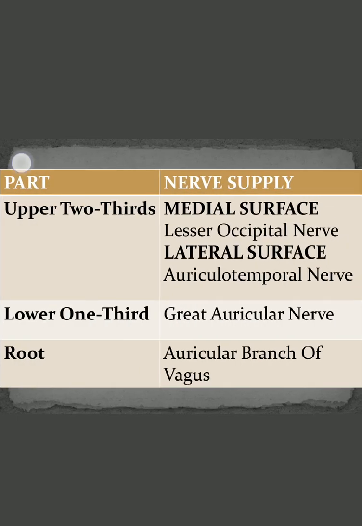So upper 2/3 में medial surface is supplied by the lesser occipital nerve, which is a cutaneous branch of the cervical plexus, and the lateral surface, that is the anterior surface, is supplied by the auriculotemporal nerve, which is a branch of the trigeminal nerve. Lower 1/3 on the medial and the lateral surface is supplied by the great auricular nerve, which is also a branch of the cervical plexus, and the root attached portion of the ear is supplied by the auricular branch of the vagus.